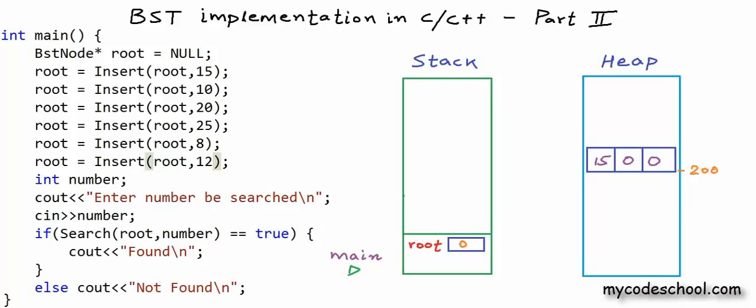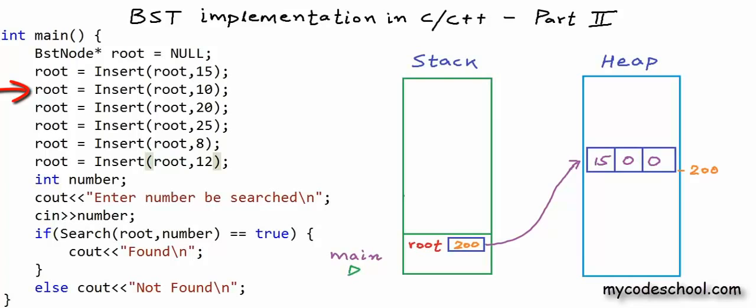And now main will resume at this line, and root of main will be set as 200. The return of this insert call, insert root 15, will be set here. Now in the execution of main, control will go to the next line, and we have this call to insert function to insert number 10.